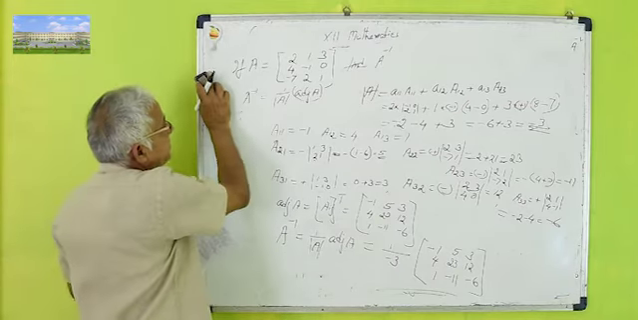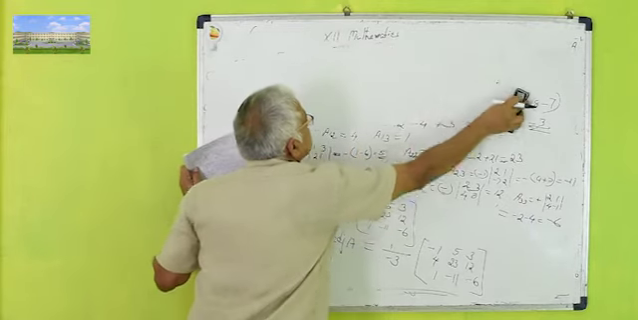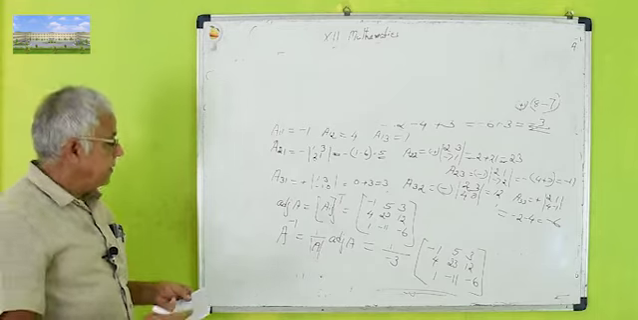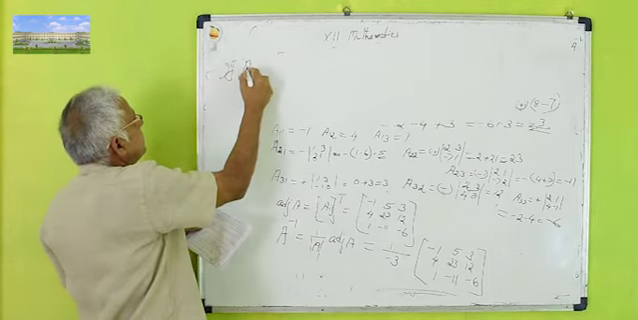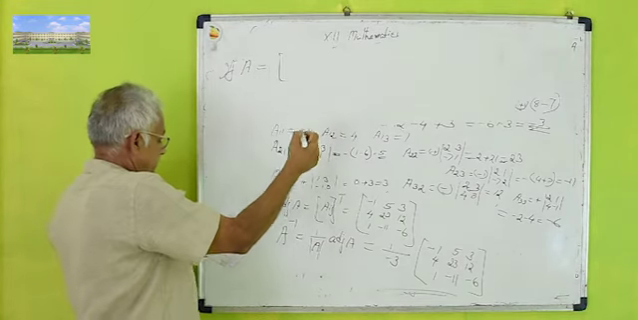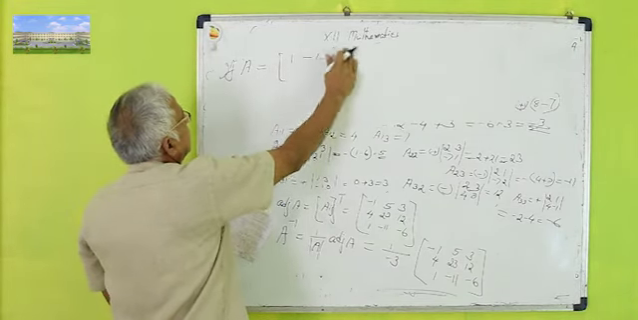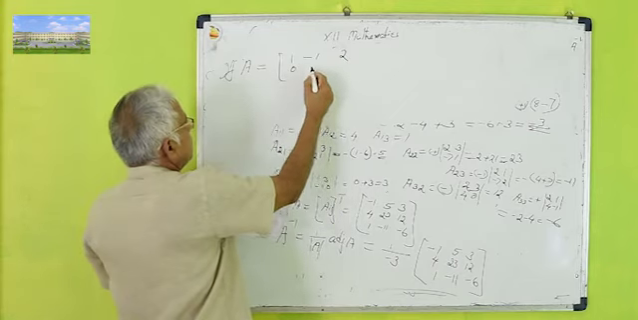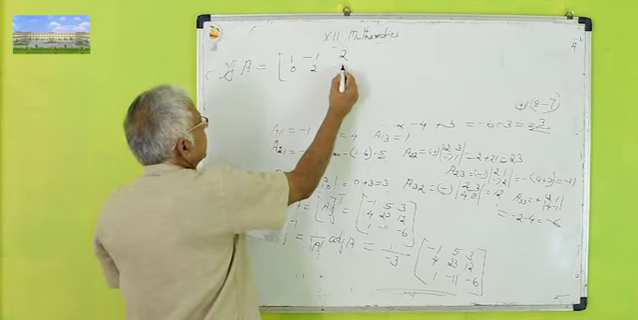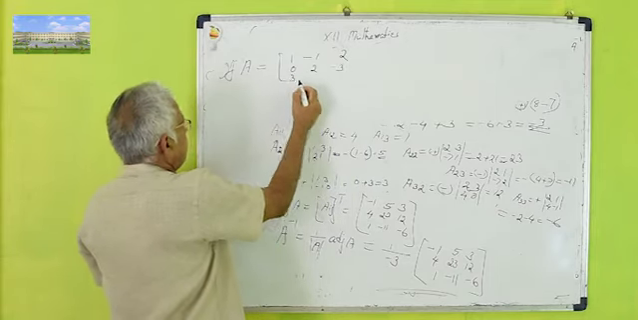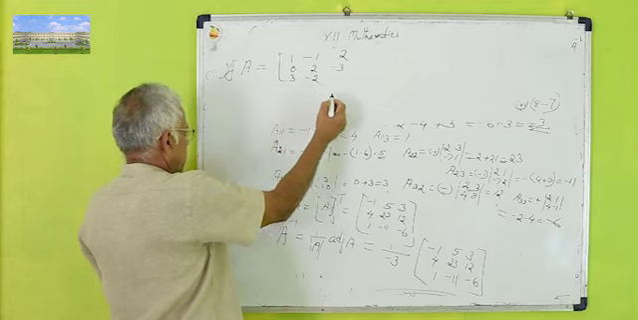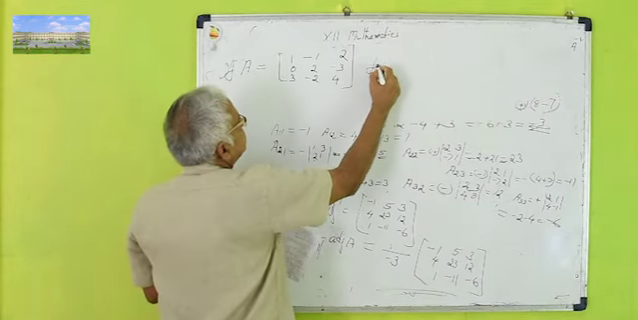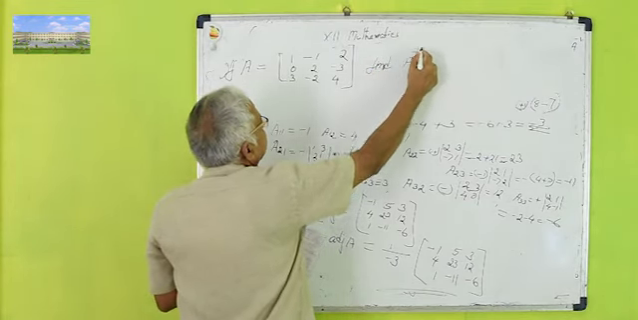Homework assignment. If A is equal to the matrix 1, minus 1, 2; 0, 2, minus 3; 3, minus 2, 4, find A inverse.